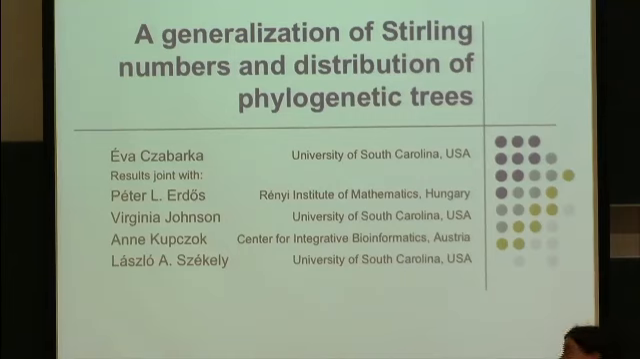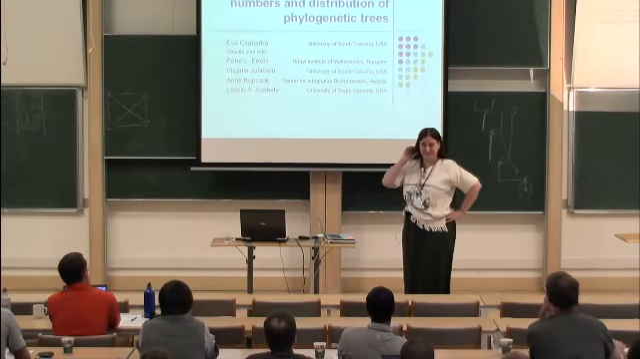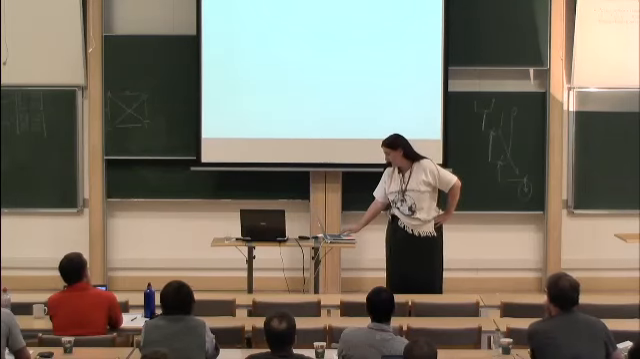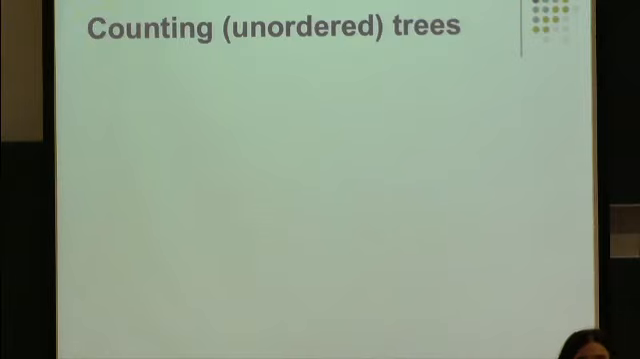Okay, so I'm going to be talking about phylogenetic trees, which turns out will have something to do with Stirling numbers, not surprisingly. It should be actually a fairly short talk, so I will probably make up for time. So, counting trees, unordered trees, meaning the way you draw it doesn't matter, has a large history.